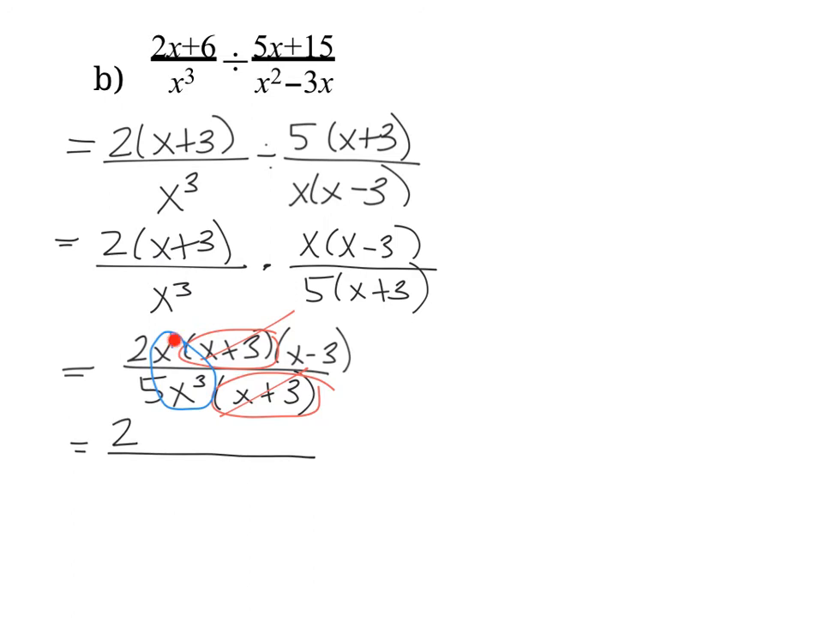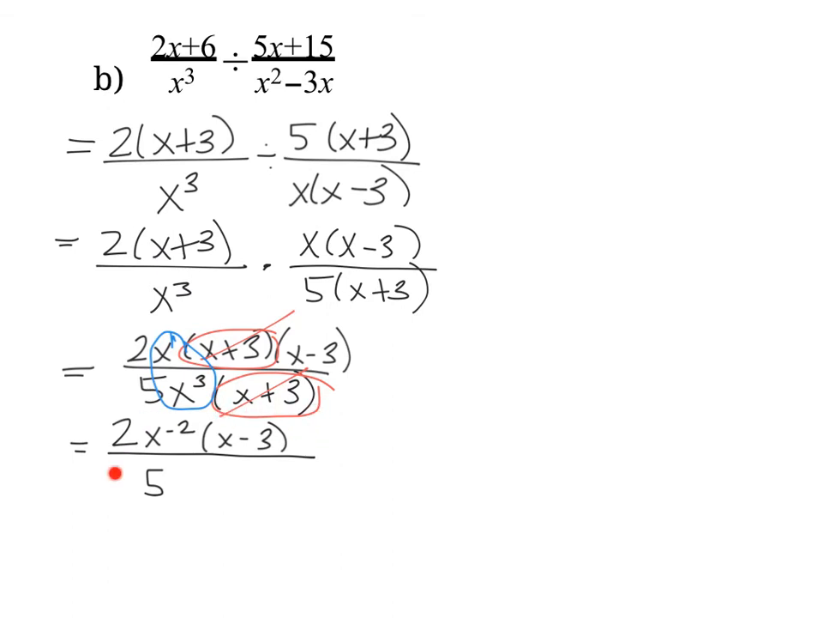And when I subtract these two, 1 minus 3 is negative 2. So I'm going to have x to the power of negative 2. I've crossed out the x plus 3, and I'm just left with x minus 3. At the bottom, we have a 5. The x to the power of 3, we've already taken care of it by subtracting 1 minus 3. So it's here. And we have no x plus 3.